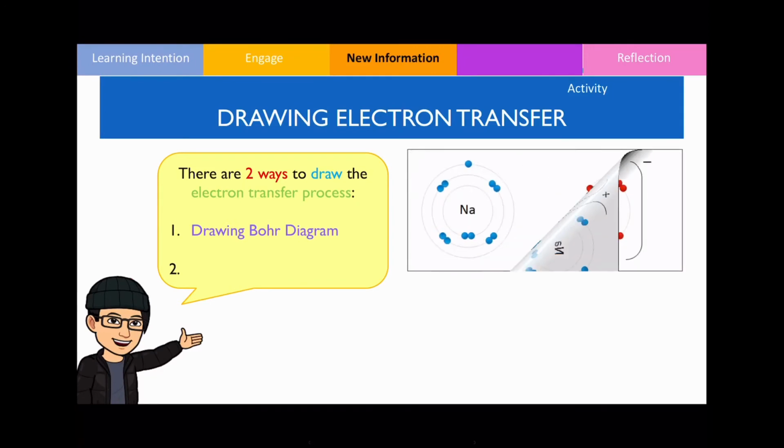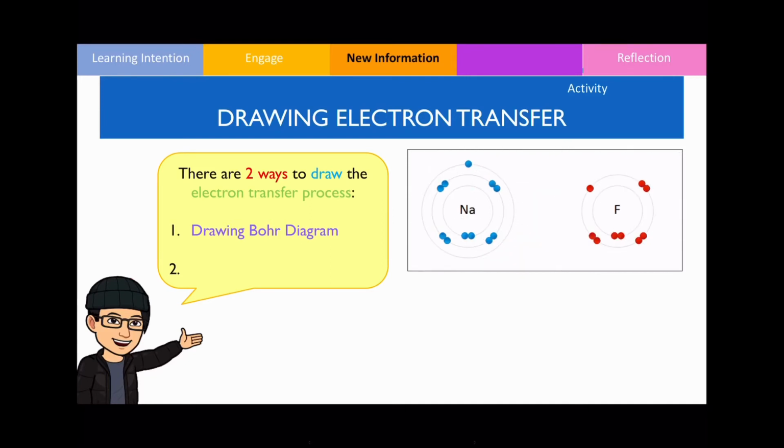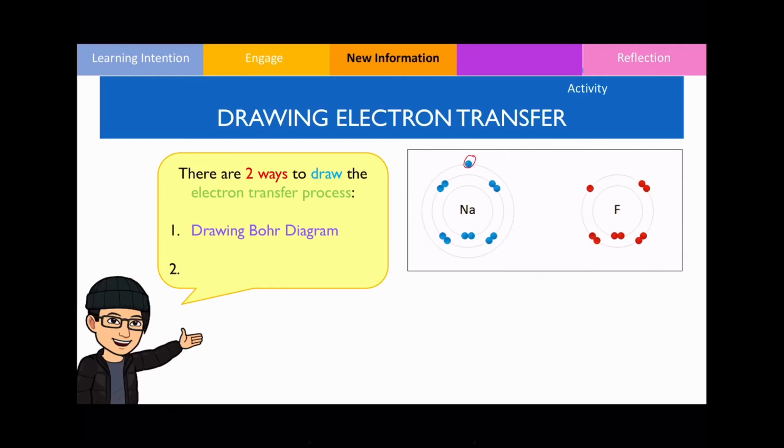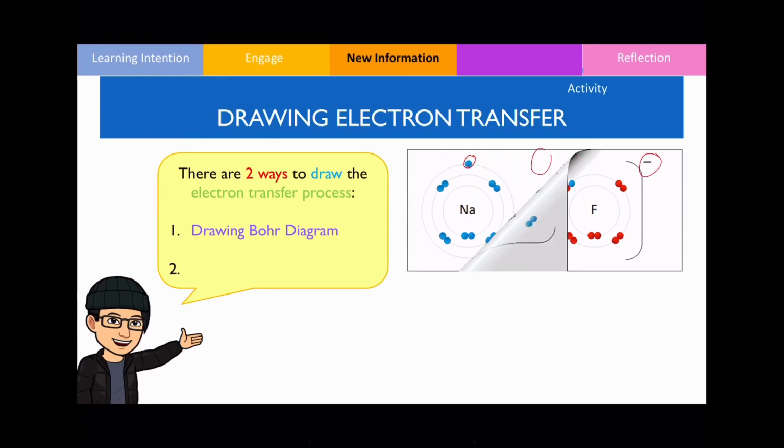So if I had sodium and fluorine, you would need to draw the Bohr diagram, so therefore show all electrons for each individual element. Once you've done this, what you need to do next is draw an arrow to show the movement of the electrons. Because sodium has 1 valence electron to give away to become stable, it will give it to fluorine, which only requires that extra electron. So once you've done that, other than showing the electron transfer arrow, you would need to show the individual charges, so therefore the charges of sodium and fluorine following this process.